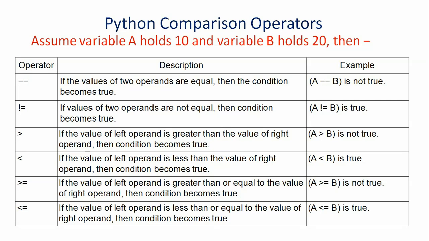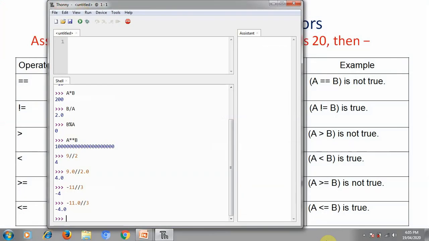Greater than equal to. If the value of the left operand is greater than or equal to the value of the right operand, then the condition becomes true. Less than equal to. If the value of the left operand is less than or equal to the value of the right operand, then the condition becomes true. We will execute it in Thonny.